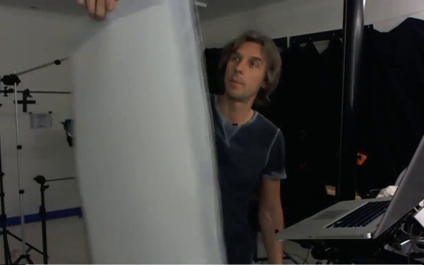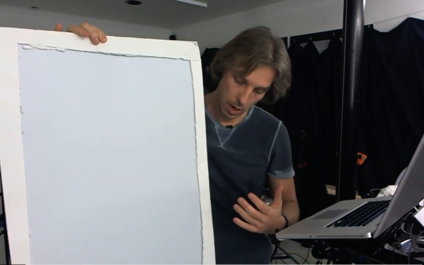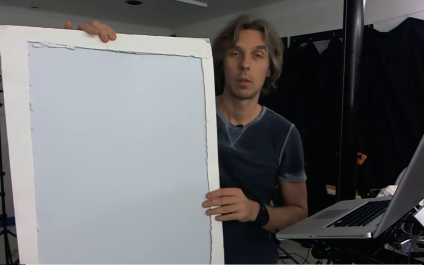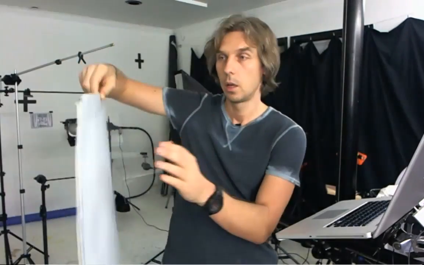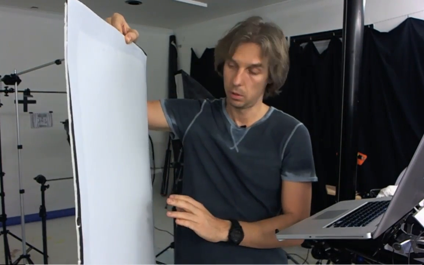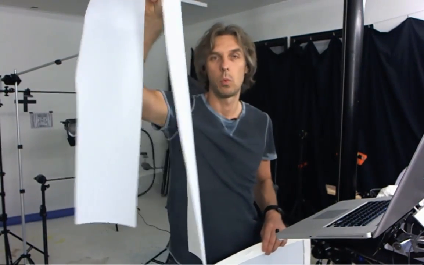This is do-it-yourself, made from just a piece of cardboard with a hole cut in it, and I just glued Savage translucent plastic on it, which is like this. This is white translucent plastic, which works as a diffuser or as a reflector.